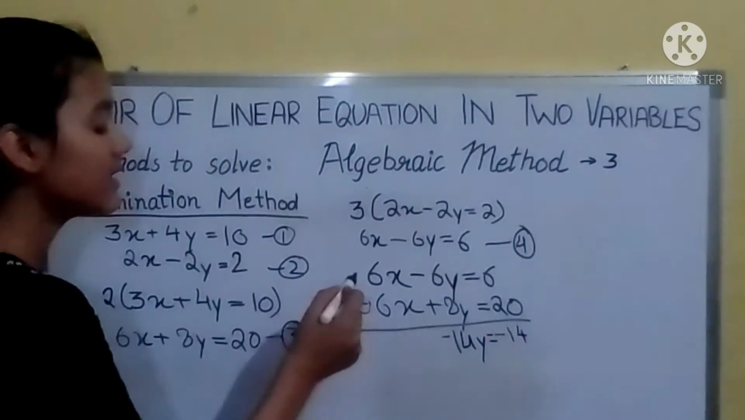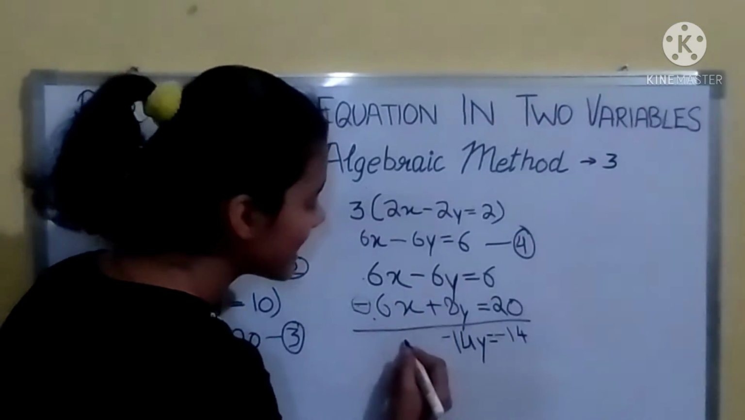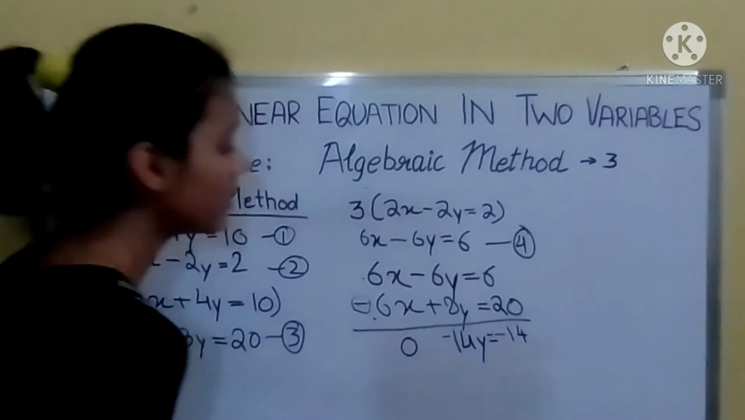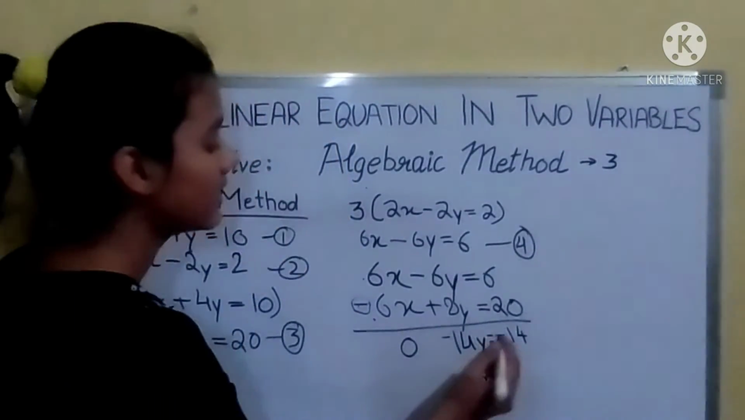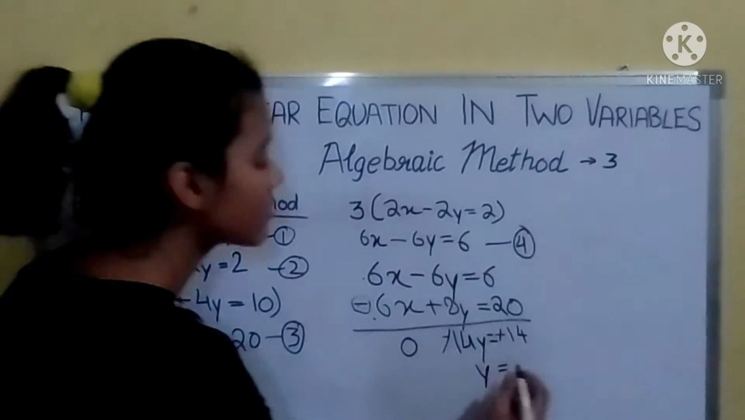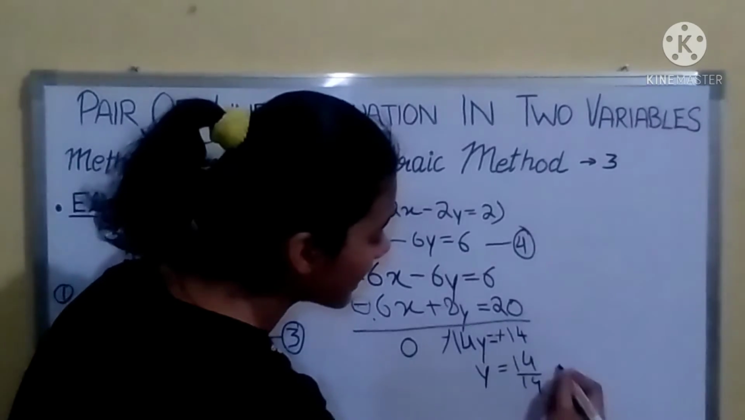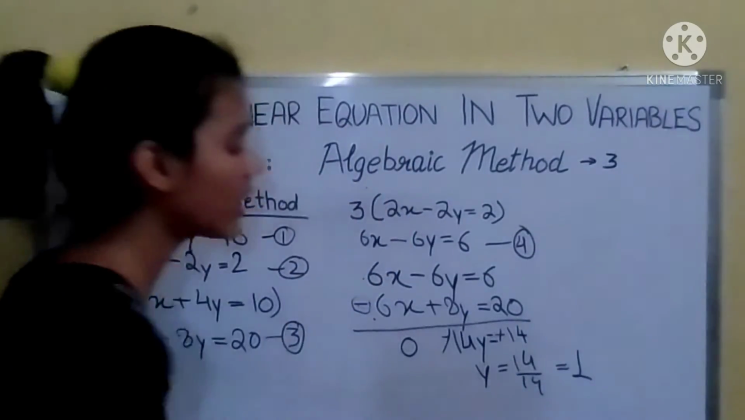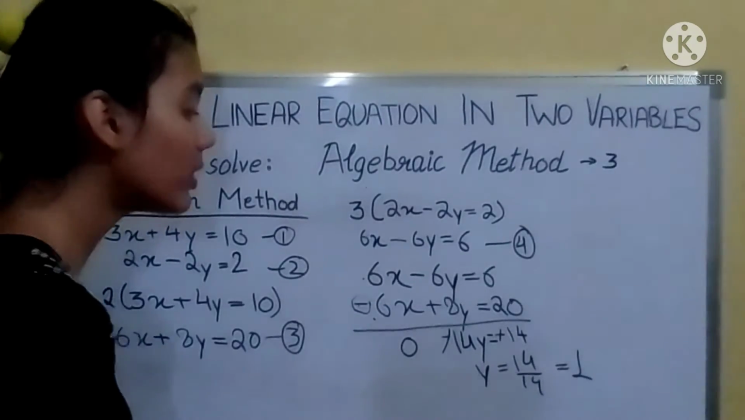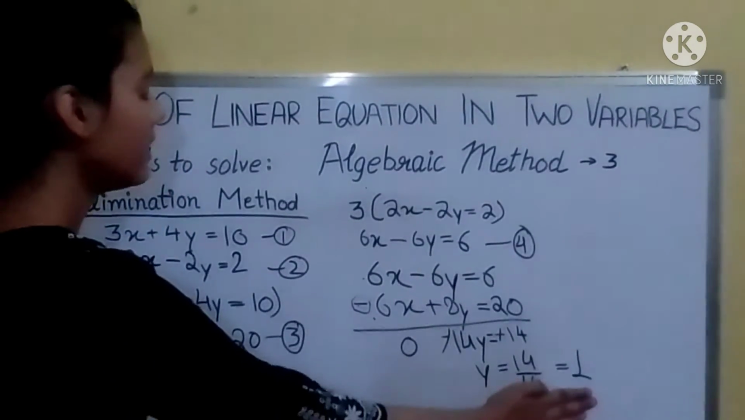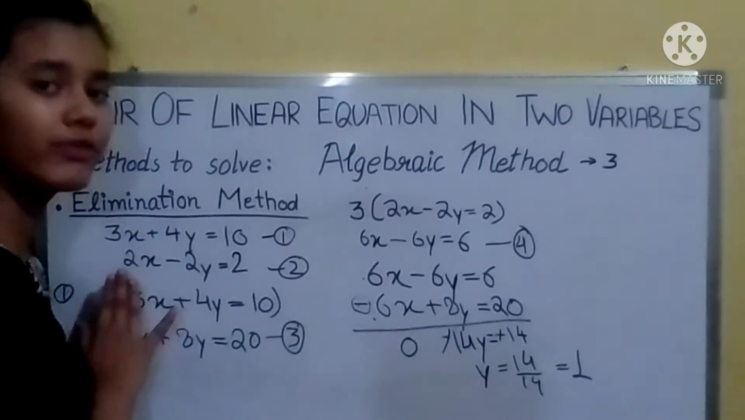Okay. Then 6x minus 6x is equal to 0. Now y will remain here only and this both will cancel. So 14 upon 14 gives us 1. So we have got the value of y, 1. Okay. Then we will put this value in any of the equations to find the value of x.